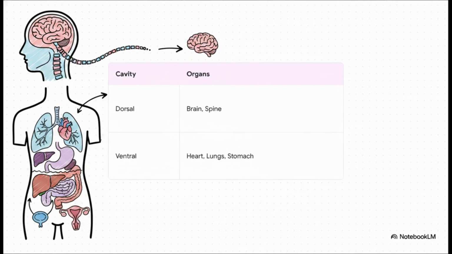Let's actually look inside these rooms. In the back, the dorsal cavity has two subdivisions, the cranial cavity, housing your brain, and the spinal or vertebral cavity, which houses the spine.